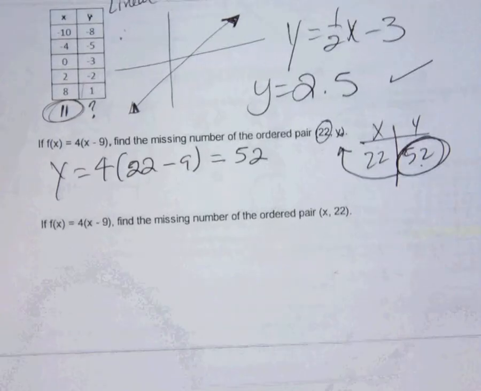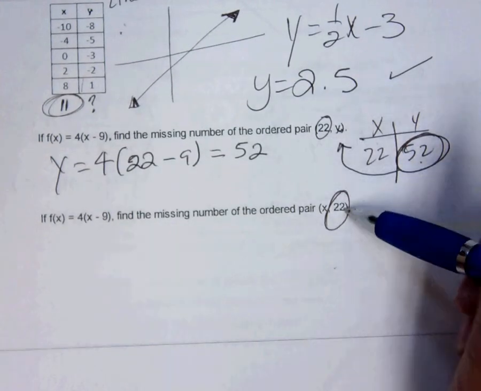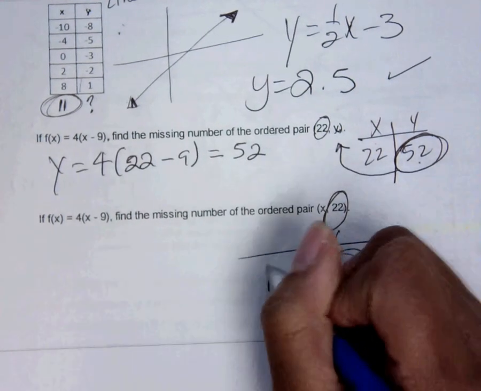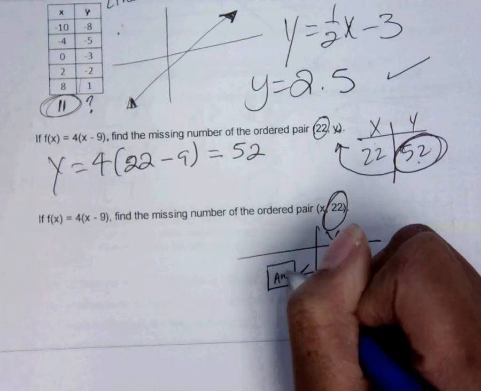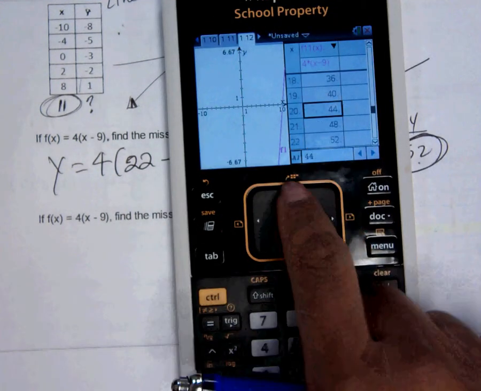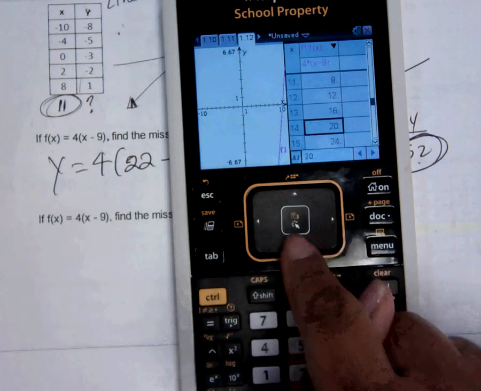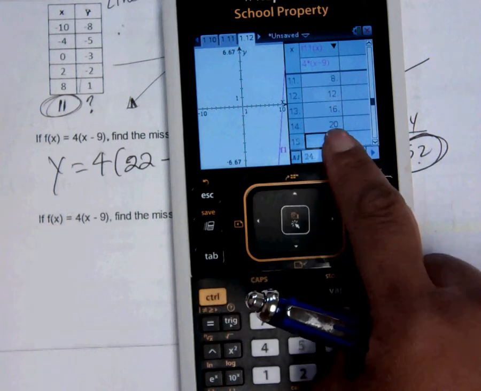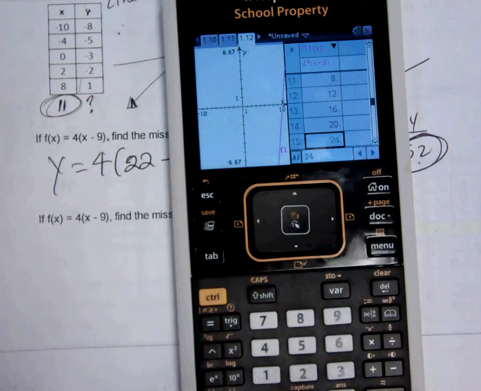On this next one, the y is actually 22. So you're looking on the table for when it says 22. And then over here in the x spot would be your answer. Well, here's the deal. When we do that, do we see 22 over here? No, we do not. I see 20 and 24. So 22 is right between it. That means it's probably 14.5, which means we need to get verification.